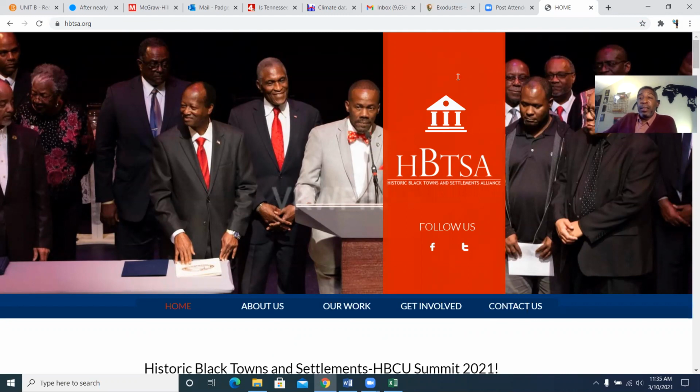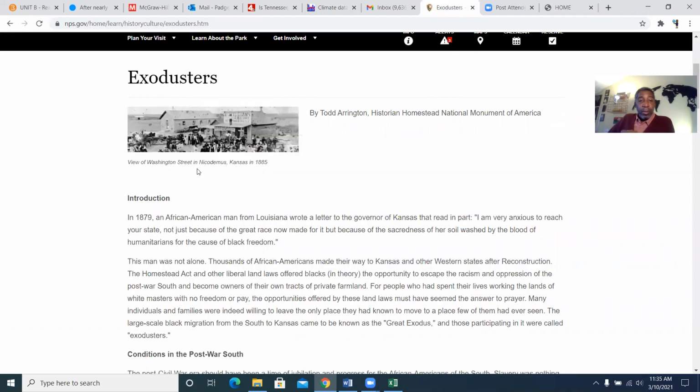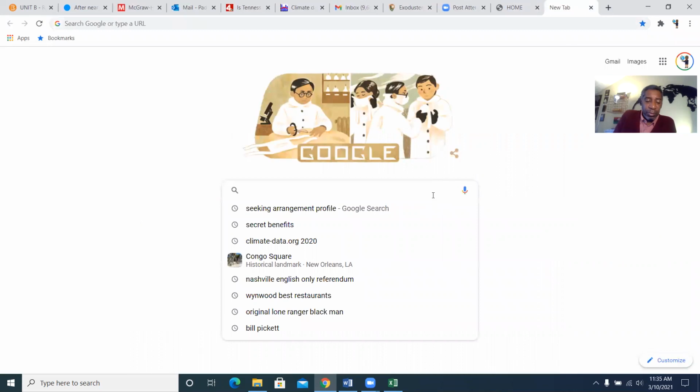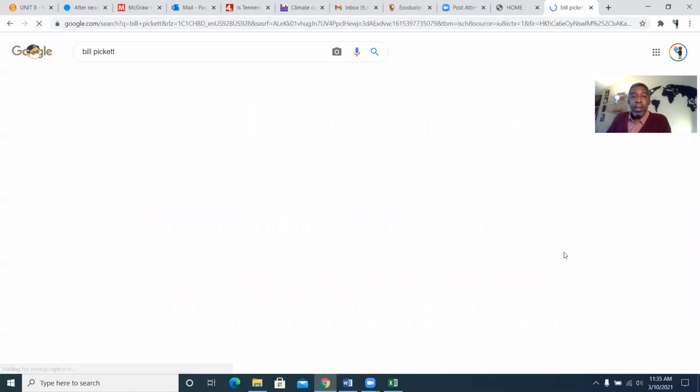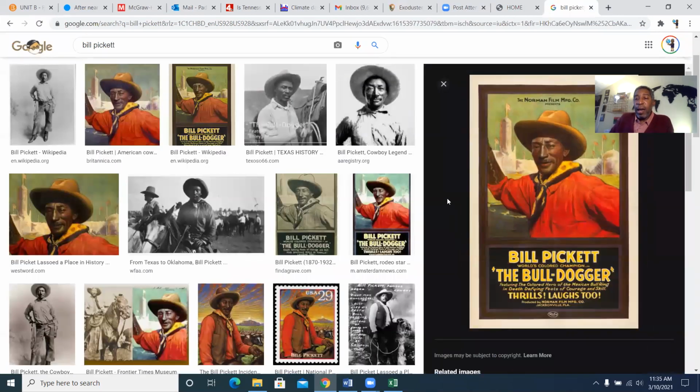Many places such as those mentioned in this article, like Nicodemus, Kansas. Nicodemus, Kansas was one of these settlements that was founded by Black people who went to the West. And there's a very rich history of Black people in the West. Some of these people you might have heard of: Bill Pickett, who was essentially a cowboy. He wasn't a Black cowboy. He was a cowboy. A lot of cowboys were Black.